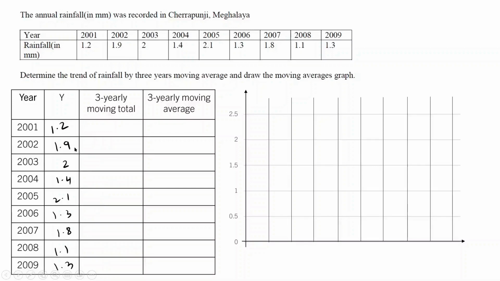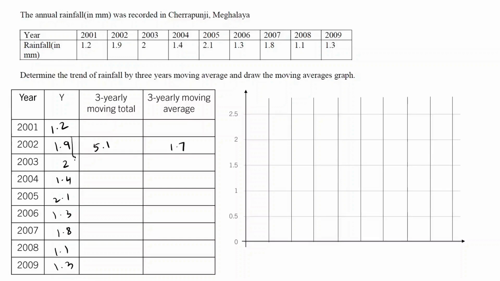The 3-year moving total will be the sum of these 3 values, and we have to write it along 2002. So 1.2 plus 1.9 plus 2 is 5.1. And then the 3-yearly moving average will be 5.1 divided by 3, which is 1.7.